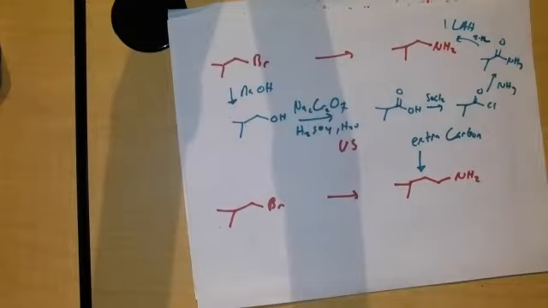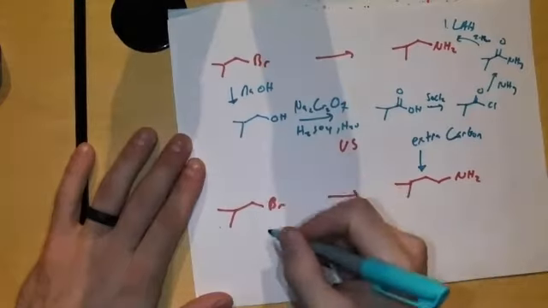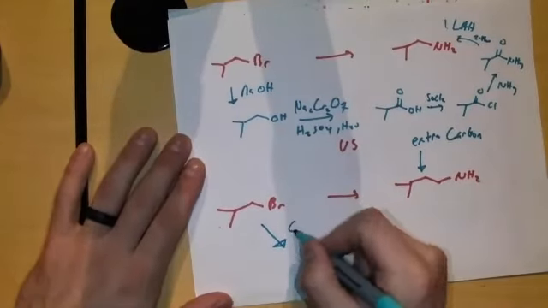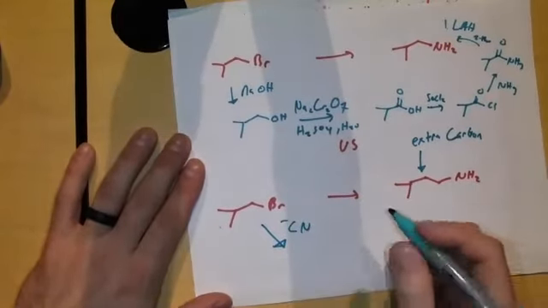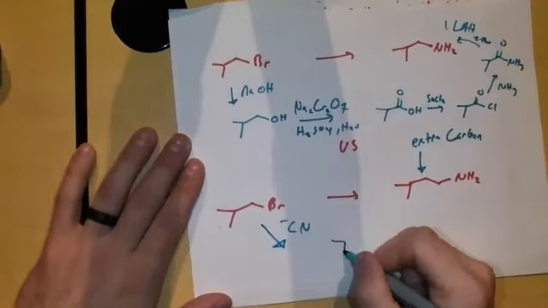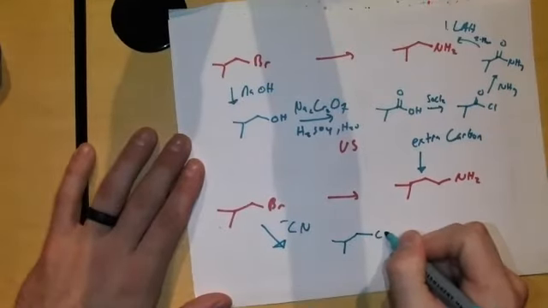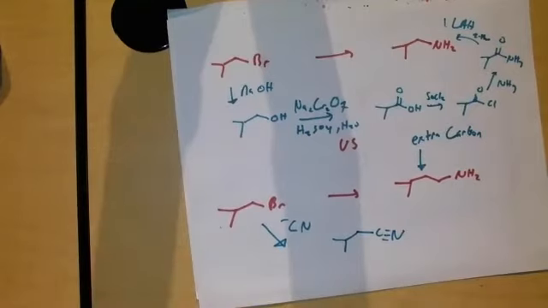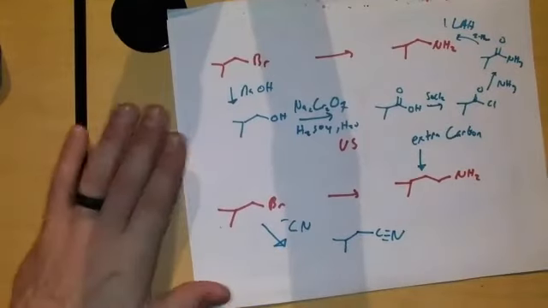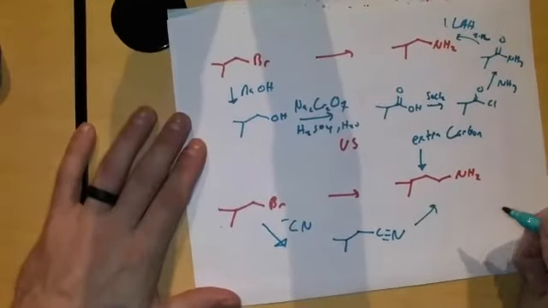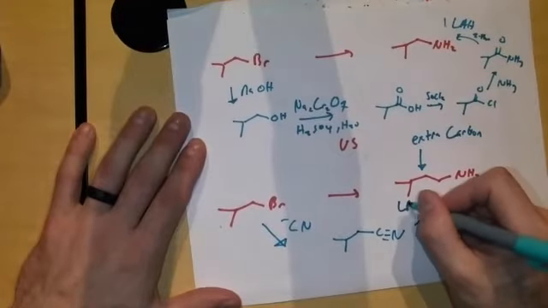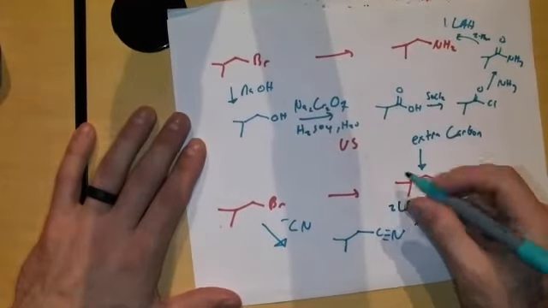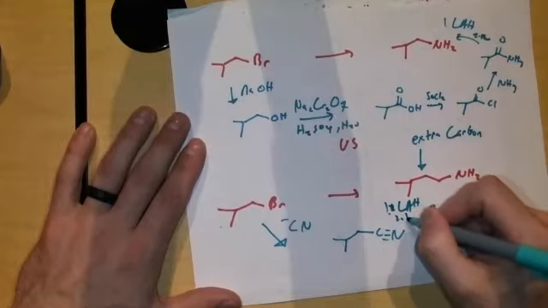For adding carbon, it's actually a lot easier. We could throw in CN minus. We've got the entire scaffold we need, and then we could just throw in LAH, then water.